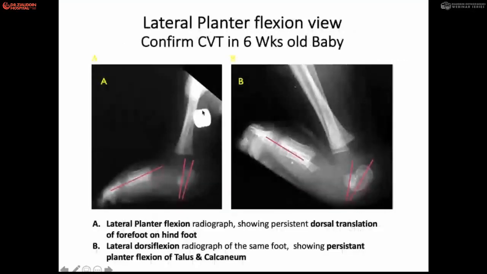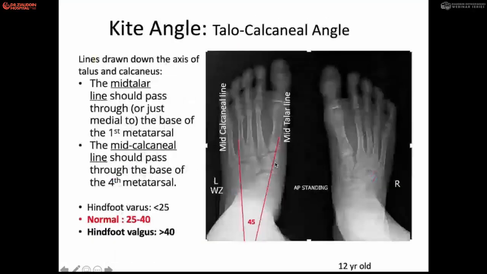Again, you see here the lateral plantar flexion radiograph shows a persistent dorsal translation of the forefoot and the hind foot. The lateral dorsiflexion radiograph of the same foot shows a persistent plantar flexion of the talus and the calcaneum. This is the plantar flexion view, and this is the normal view which we are taking, you can even say the dorsiflexion view. So this indicates the irreducibility of the talonavicular joint, which is dorsolaterally dislocated.